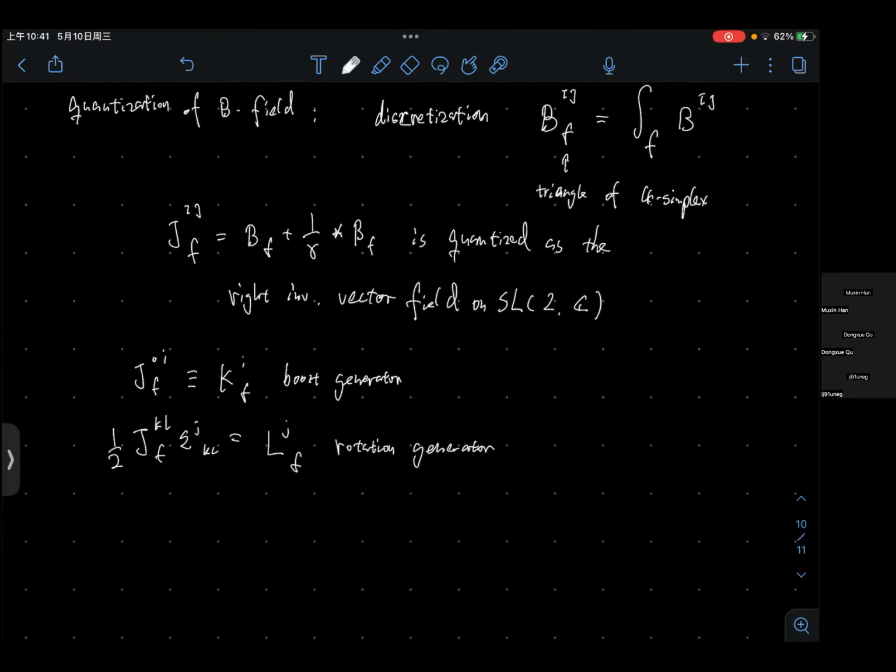Now, what is the simplicity constraint? Here we are going to modify the simplicity constraint by discretization and by a modification, what we call the linear simplicity constraint.